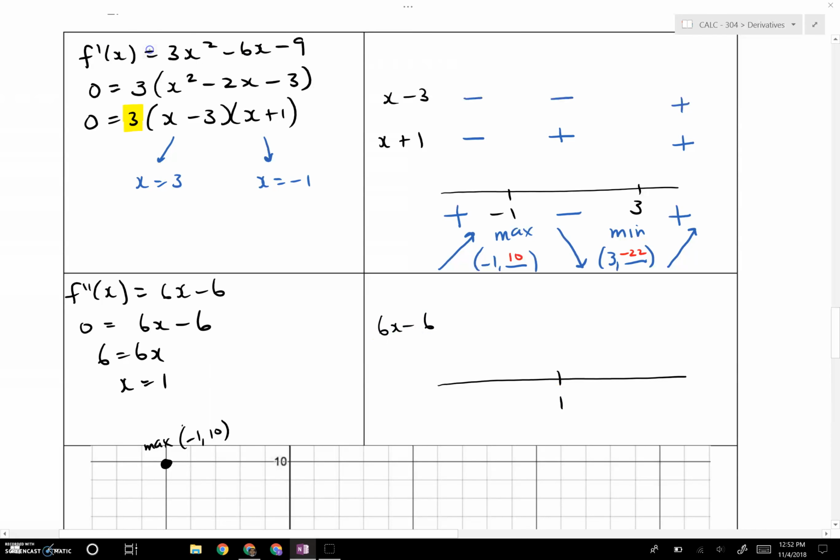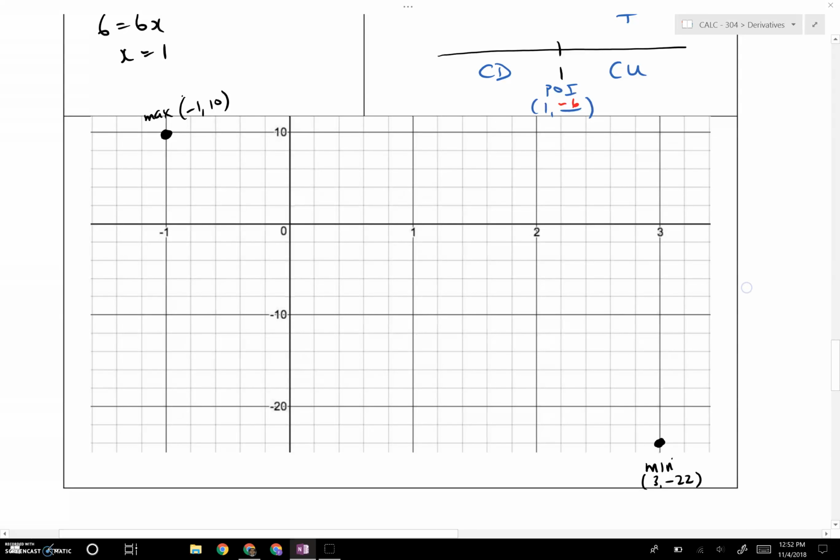Pick a number less than 1. Let's try 0. So negative. A number bigger than 1, positive. Concave down, and then concave up. There is a point of inflection at 1, something. Sub in the 1 into the original to get the something, which is negative 6.